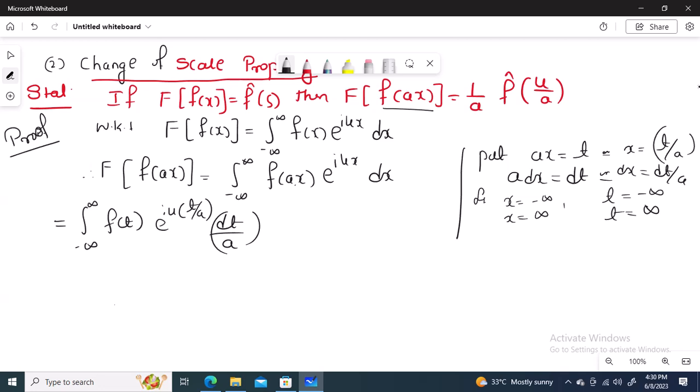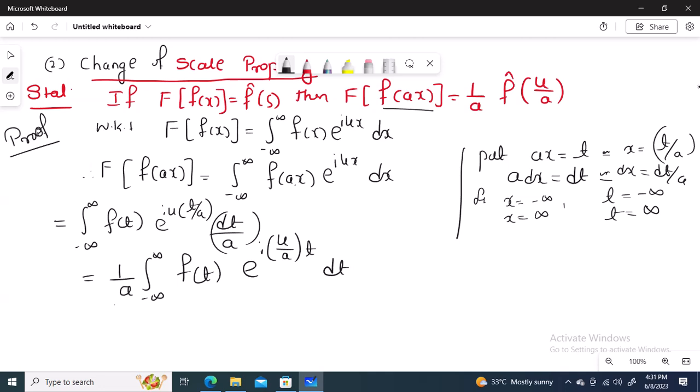So if I substitute all these values and simplify, this 1 by a I'll take outside. Integral minus infinity to plus infinity f of t as it is. Then e power i, since t is the variable, the remaining term is u by a into t, into dt. I just rewrote this term for convenience, to get the definition of the Fourier transform.